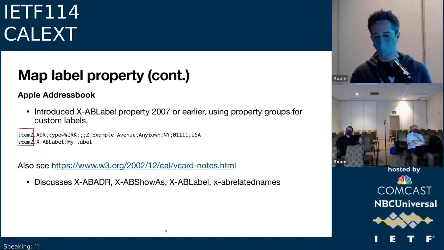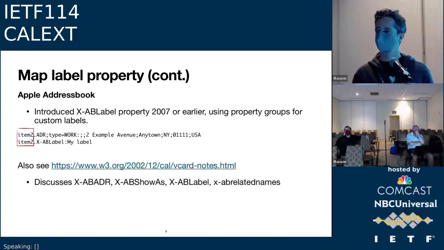You can see a bit of the history in the link that I provided here, which also discusses a couple of other properties, which I mainly think are covered in vCard 4 already with standard properties. So the topic I would like now to bring up is how to deal with labeling JS contact and mapping it in vCard.